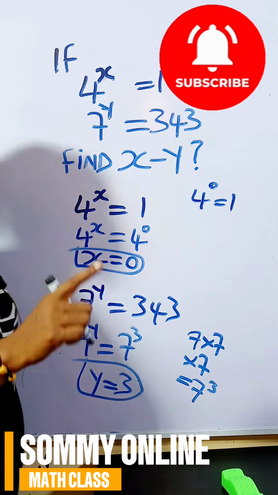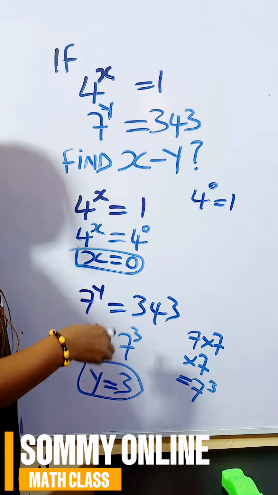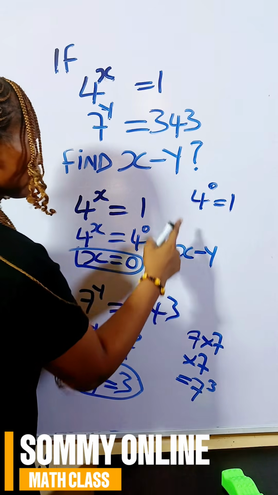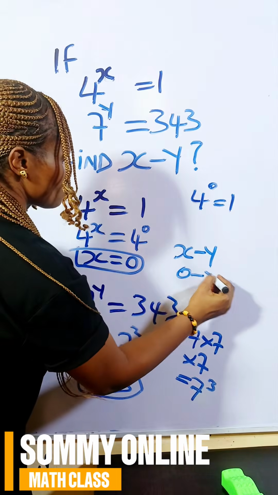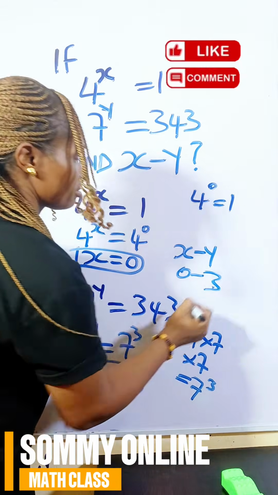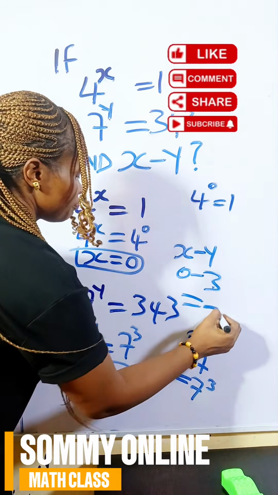So we've gotten the value of s and y. But the question says find s minus y. Therefore, our s minus y will now be s, which is 0, minus y, and y is 3. Therefore, our answer will now be negative 3.